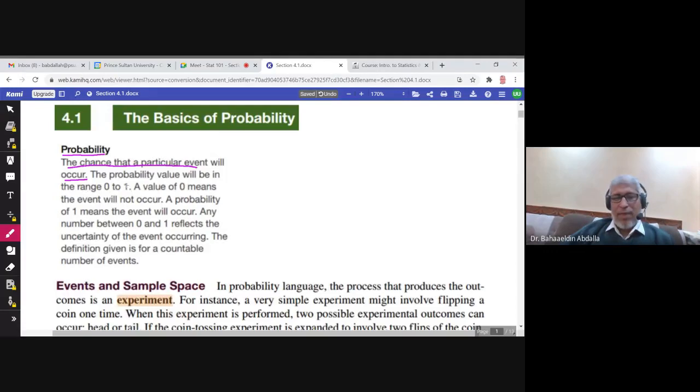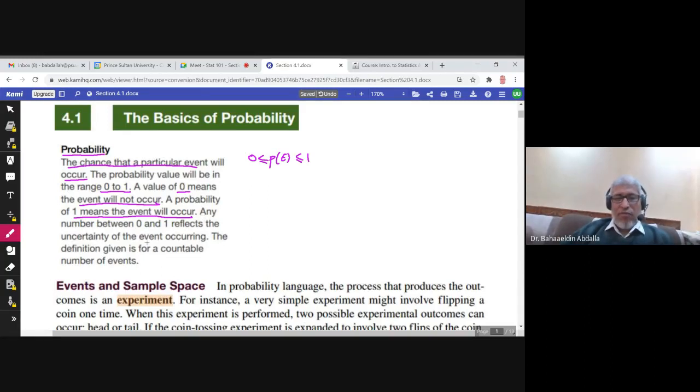The probability is a number between 0 and 1. So the probability of any event E is always between 0 and 1. If the probability is 0, it means that the event will not occur. If the probability is 1, it means that the event will occur. So when I ask you about the probability and you say that it is 1, it means this event certainly will occur.